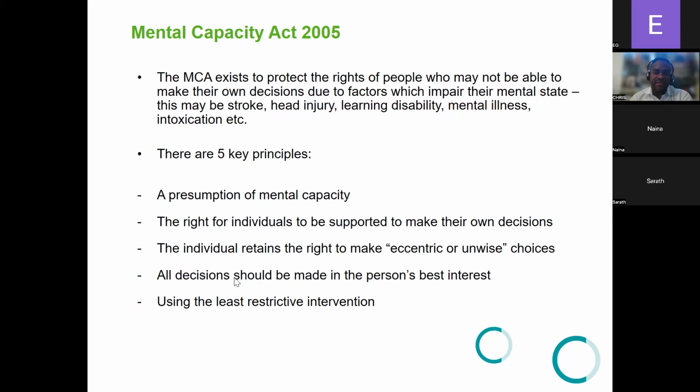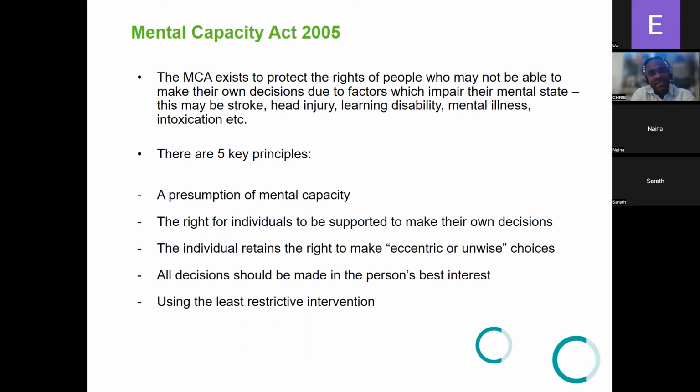Then the fourth one is that all decisions should be made in the person's best interest. I spoke earlier on about best interest. Best interest is always taken into consideration when we are talking about vulnerable adults and people with mental capacity issues who come under the Mental Capacity Act, or people with mental health challenges. What is in their best interest? Is the decision you are taking in the best interest of the person? That should always be considered. All decisions should be made in the person's best interest. If it is not in their best interest, forget it. So this is the measure.